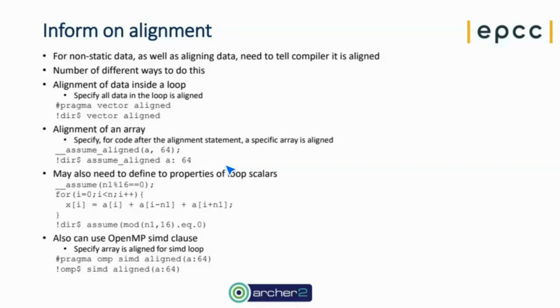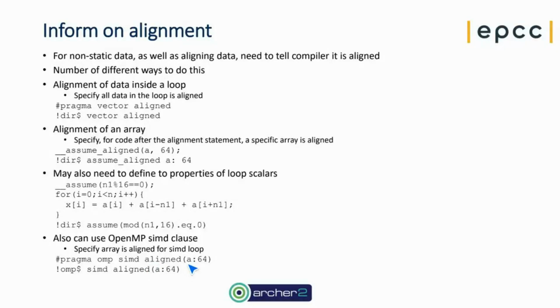You can also tell the compiler about values of scalars which are used in indexing. So, for example, in this example here, where there's an offset going on, you can tell the compiler that n1 is a multiple of 16. We'll come on to OpenMP later, but with OpenMP SIMD directives, there's slightly different syntax, but you can say aligned(A:64), which says I guarantee that A is aligned on a 64-byte boundary.